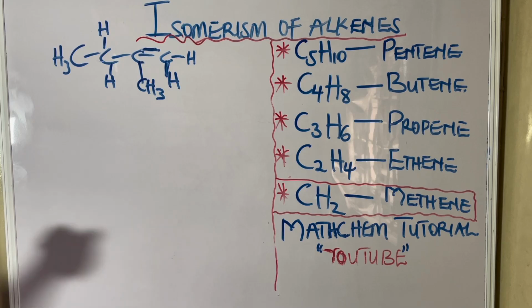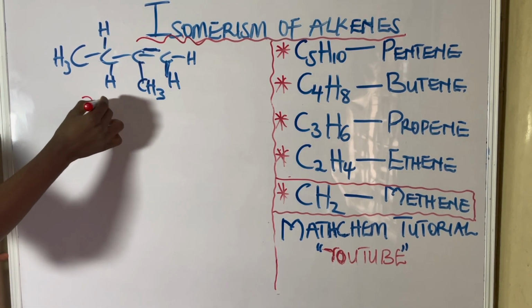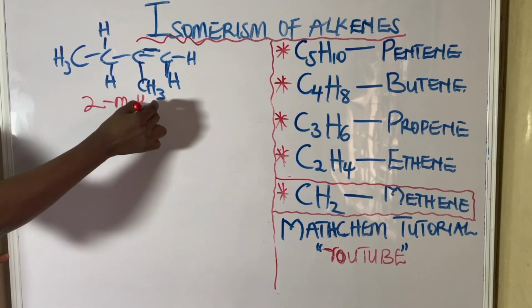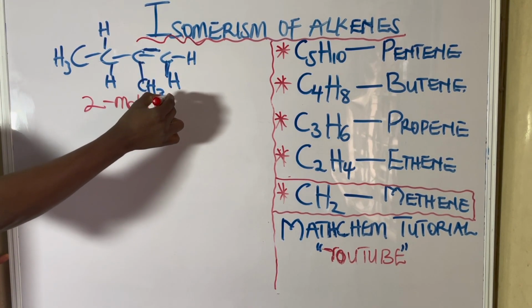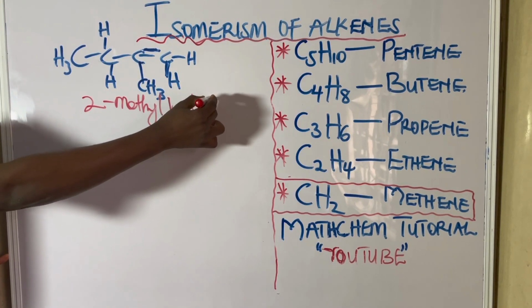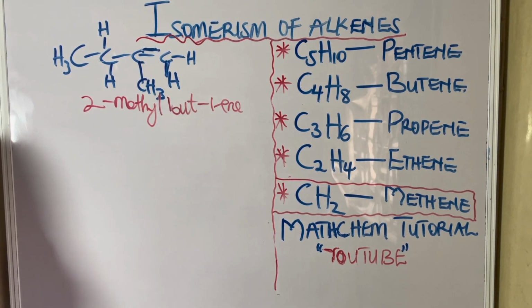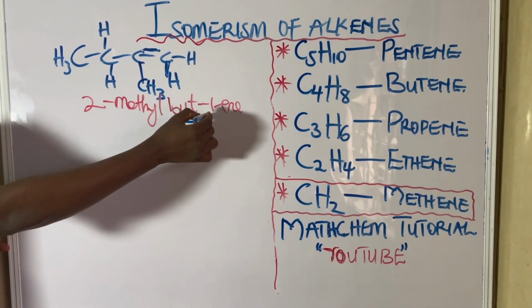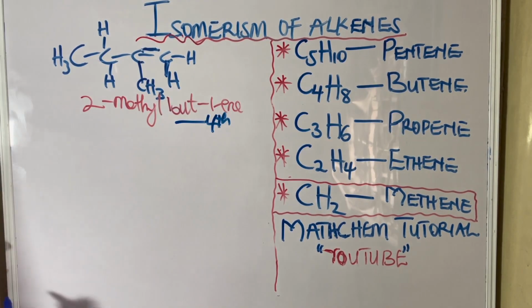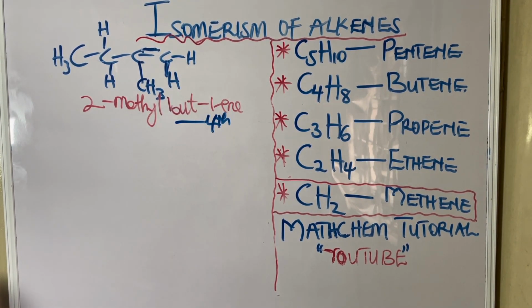Is that not it? Yeah. So this is 2-methylbut-1-ene. Exactly. So this is the fourth isomer because it is 2-methylbut-1-ene.